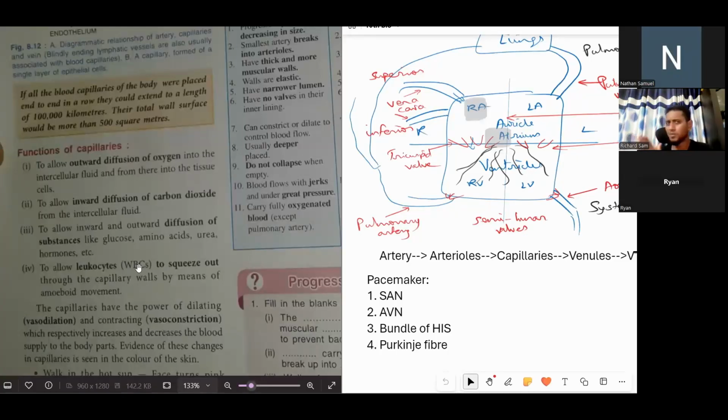What is that amoeboid type of movement called, through which the WBCs squeeze themselves out through the walls? There's a word, no? Diapedesis. Diapedesis, the first word you wrote in this chapter. Check that word in your notebook. What's the first word you wrote? You have it, no? Diapedesis. Remember these words.